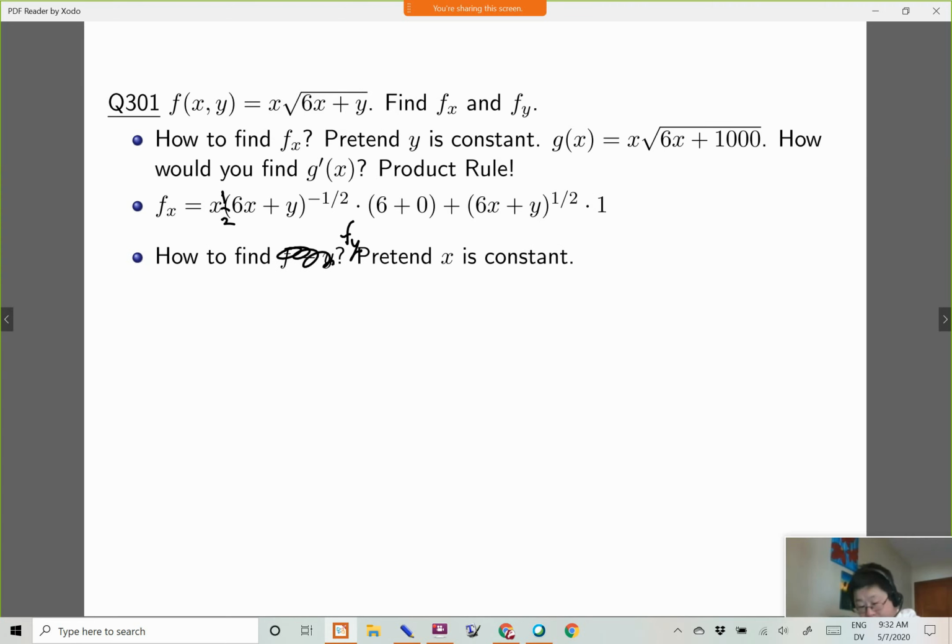Make sure we're doing okay. And I had another typo in even just asking the question here. So now how do we find f sub y? I meant it to be worded like this. We talked about how to find f sub x. Now let's talk about finding f sub y.